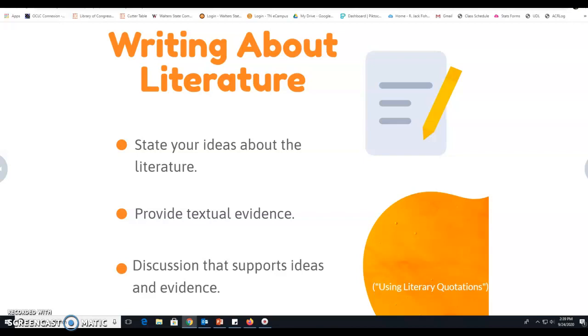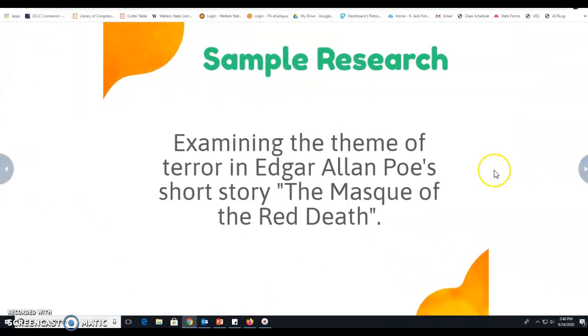And then lastly, you're going to provide some discussion on how all of that ties together, and you're going to explain your interpretation and how your textual evidence backs up your main ideas. So if we were writing about the theme of terror in Poe's short story, The Masque of the Red Death, then I would be able to find information in the short story that supports this idea of the theme, and then I'd be able to go out and maybe look in the databases and find literary criticism.